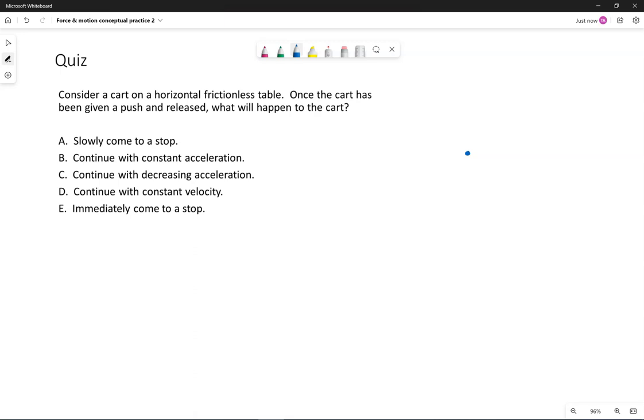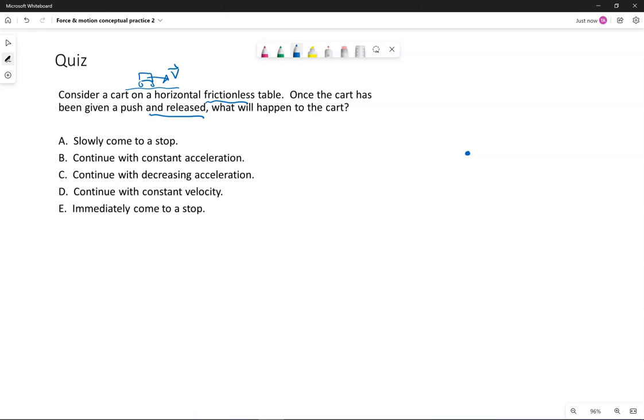We have a cart, so this dot I have drawn represents the cart. It's moving, it's on a horizontal frictionless table. Once the cart has been given a push and released, so we know the cart itself is moving to the right. It has a velocity to the right. We want to know what's going to happen to the cart. And we're assuming it's staying on this horizontal frictionless table because they don't have any other information they've given us.